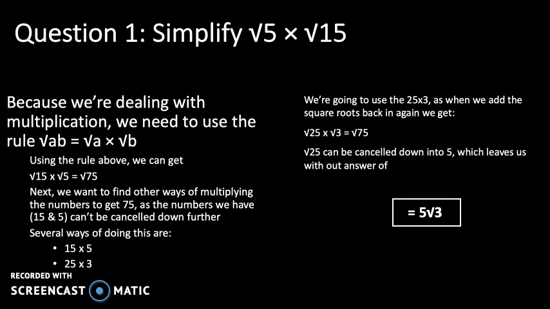So this can't be cancelled down anymore. So we want to find other ways of getting to the square root of 75. One of which is by getting the square root of 25 times the square root of 3, which we're going to use because the square root of 25 is just 5, so it can be cancelled down. And when we do cancel this down, we get that the square root of 75 is the same as 5 times the square root of 3, which is as much as you can simplify it. So we're done with that question.